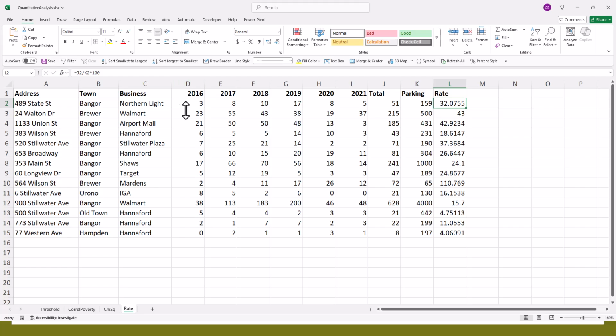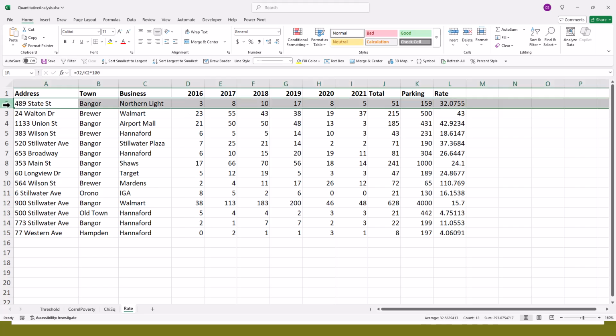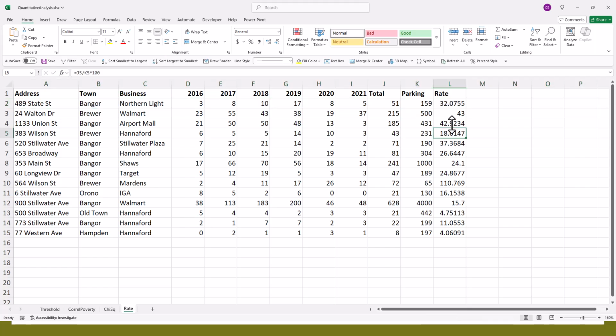And then if we sort by that, it turns out that this, again, don't take this. This is a real address. Please don't take this and tell anybody that Northern Light in Bangor has the biggest problem. I made up the number of parking spaces. But you get the idea. And the Walmart doesn't look quite so bad. I'm sorry, these look like they didn't sort in order because I didn't freeze the random calculations that I did there, so it gave us new random numbers.